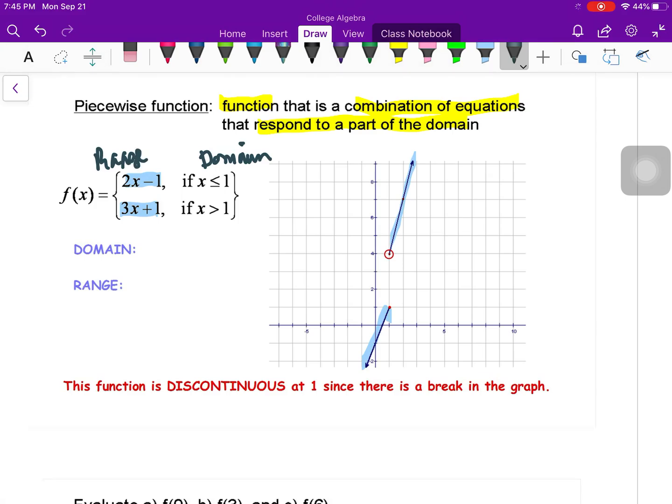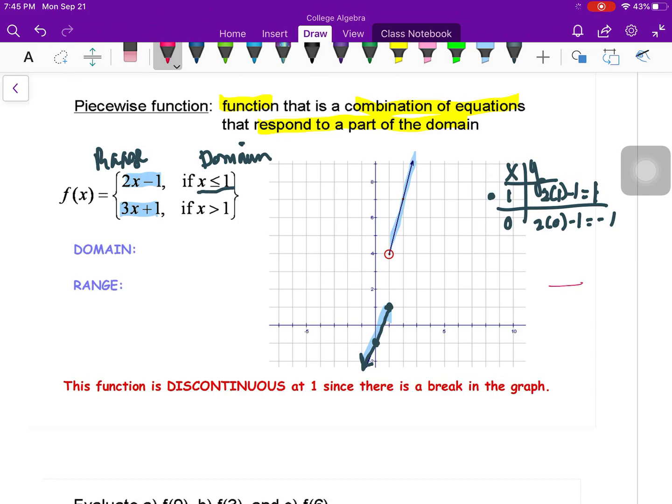So, just to show you how this graph came about, I'm going to do an XY table. I'm going to start with this piece. It says to start with 1, and it will be a closed circle. So when I put 1 into 2x minus 1, I get 1. So 1, 1 was closed. Then it said to pick something smaller than 1, so I'm going to pick 0. 2 times 0 minus 1 is negative 1. So 0, negative 1. And you see I get this piece.